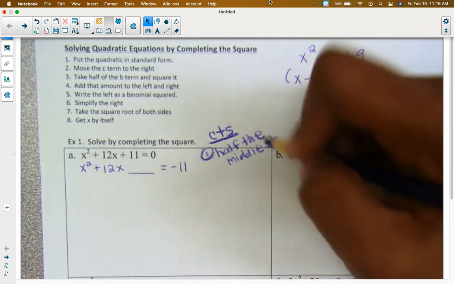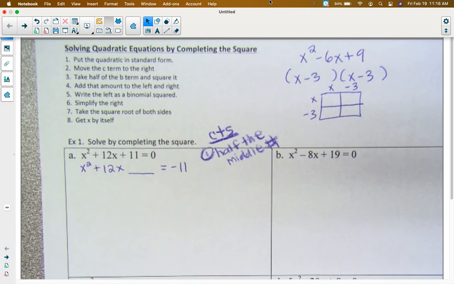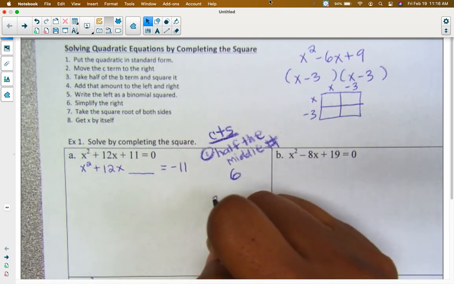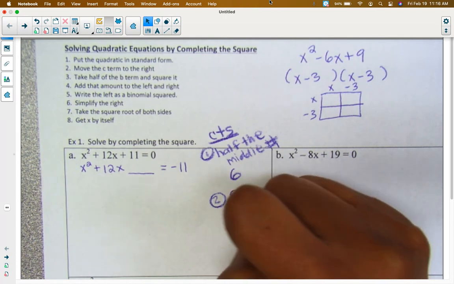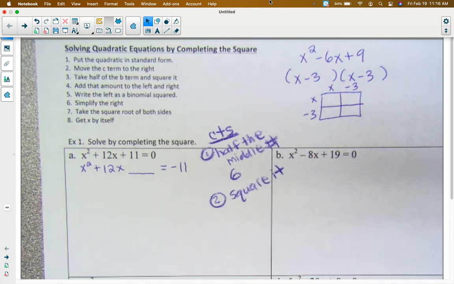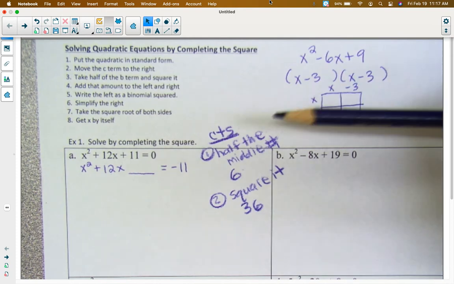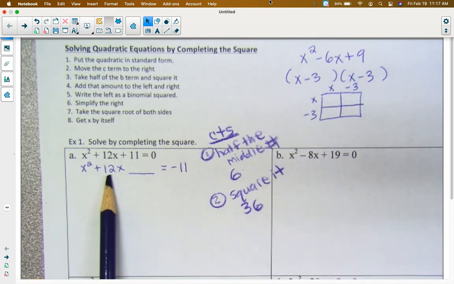In this case, my middle number is 12. So half of 12 is 6. So I'm going to write 6. Step 2, squared. So 6 squared is 6 times 6. This gives me 36. I strongly encourage you to literally write your 2 steps out to the side because you'll see why in a few minutes. It's going to help us in the middle of the problem. So take half of the middle number. Half of 12 is 6, and then we're going to square that number. 6 times 6 is 36.